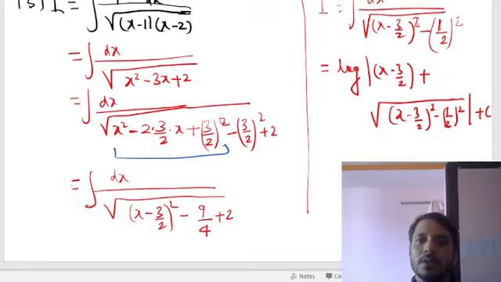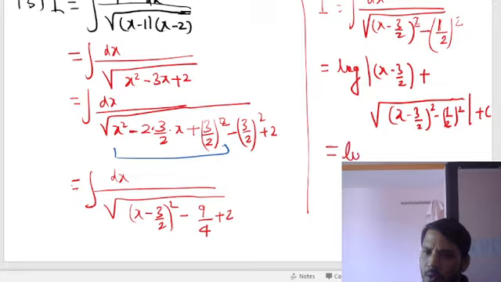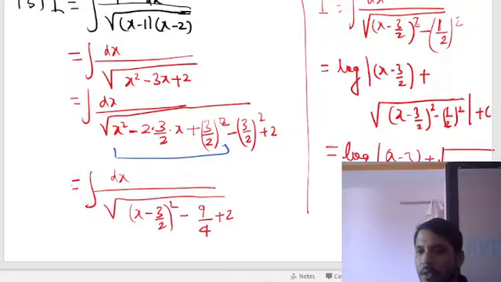Further, if you want, you can simplify it. Here (x minus 3 by 2) whole square minus (1 by 2) whole square will be nothing but x square minus 3x plus 2, and the 2 will come outside, and that is a log, as we know the concept. We can write this as log of mod x minus 3 by 2 plus, and if we simplify this part, we will get the square root of (x minus 1)(x minus 2), and then the mod sign, plus c. This is the answer, right?